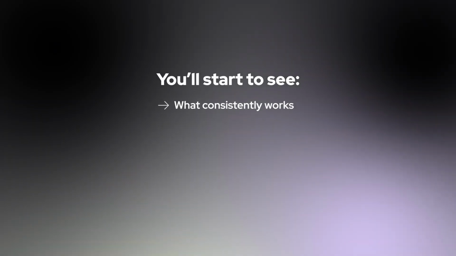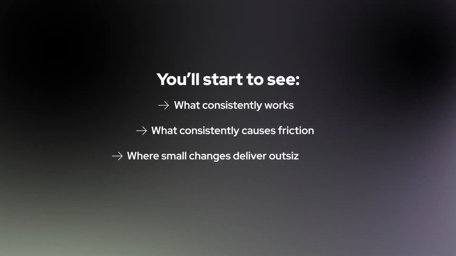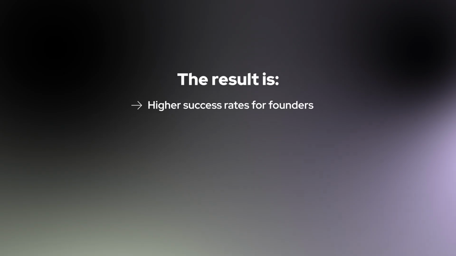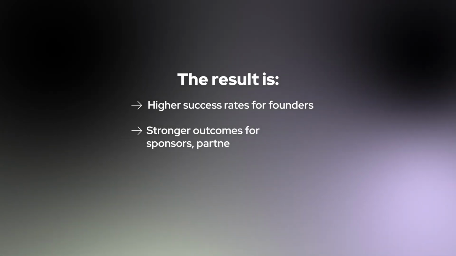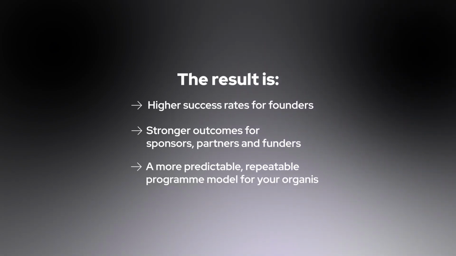As data builds up across cohorts and programs, you'll start to see clearly what consistently works, what consistently causes friction, and where small changes or tweaks delivered outsized impact. The result is a higher success rate for founders, stronger outcomes for sponsors, partners, and funders, and a more predictable, repeatable program model for your organization.